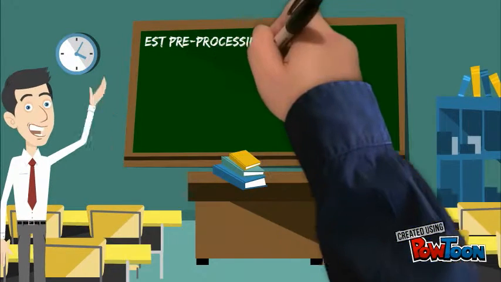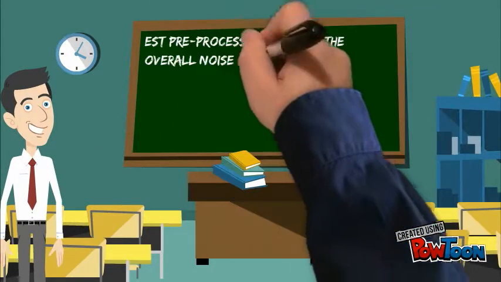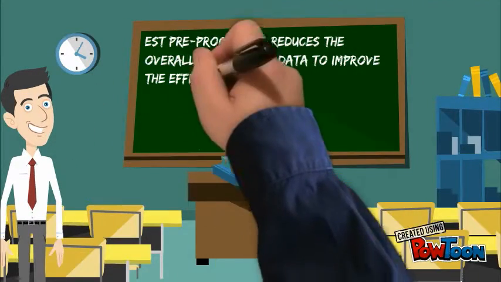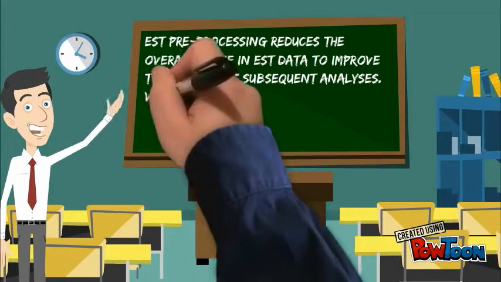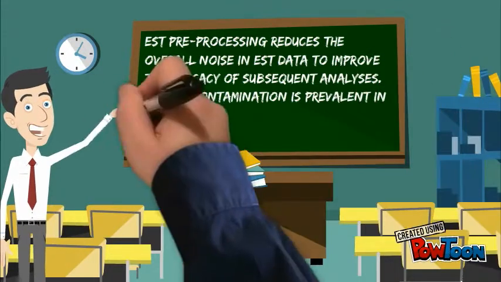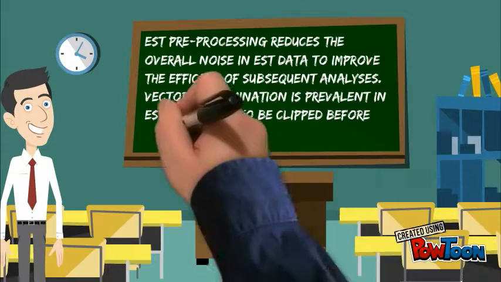EST pre-processing reduces the overall noise in EST data to improve the efficacy of subsequent analyses. Vector contamination is prevalent in ESTs and needs to be clipped before ESTs are clustered.